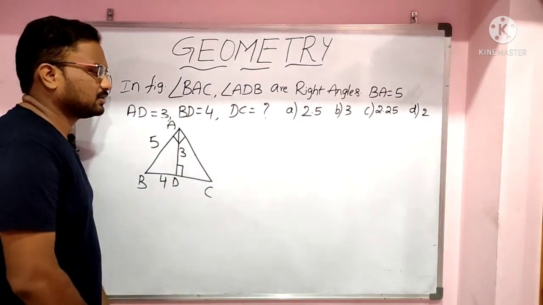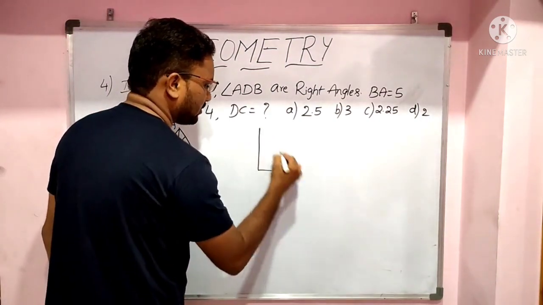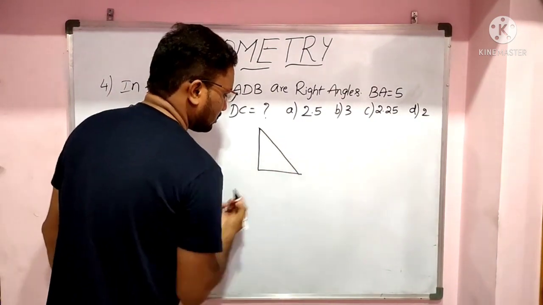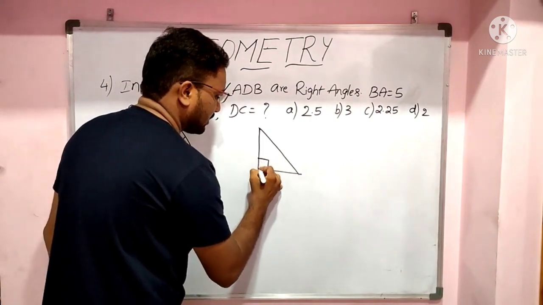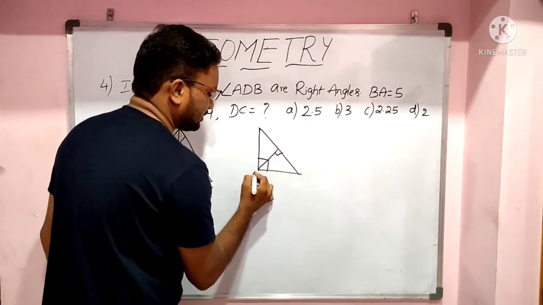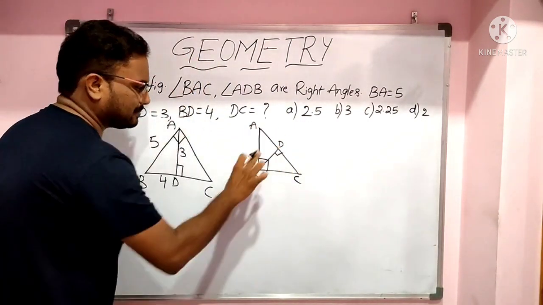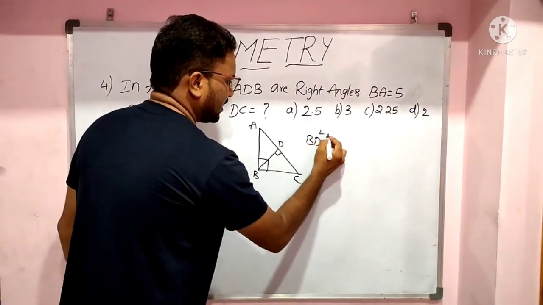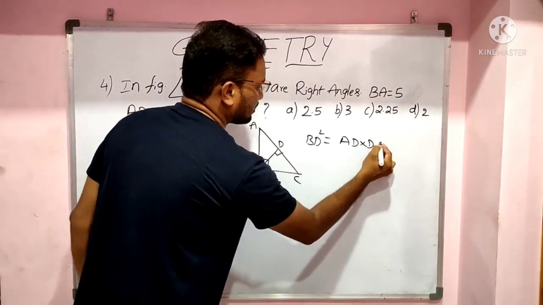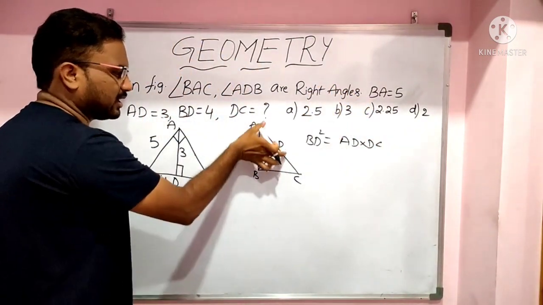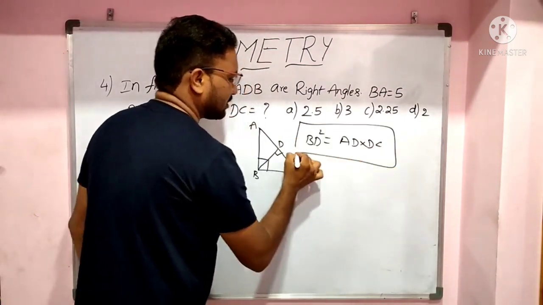So in my previous session I told you one formula. This is a right angle triangle, and if I draw one perpendicular from this vertex to the hypotenuse, then BD square equal to AD into DC. BD square equal to AD into DC. I told you this formula in my previous session.